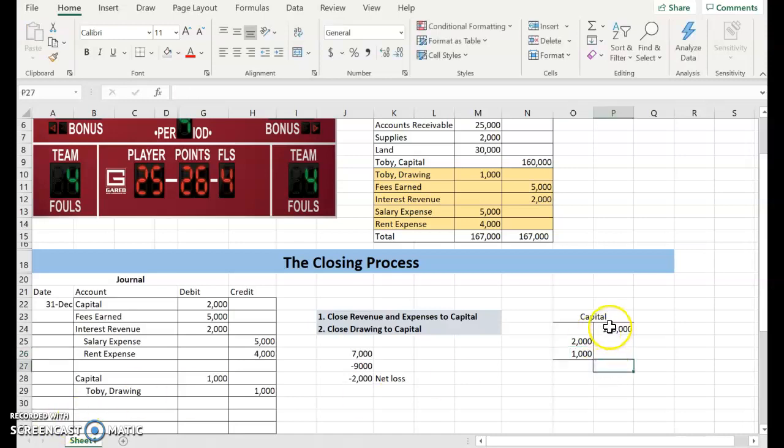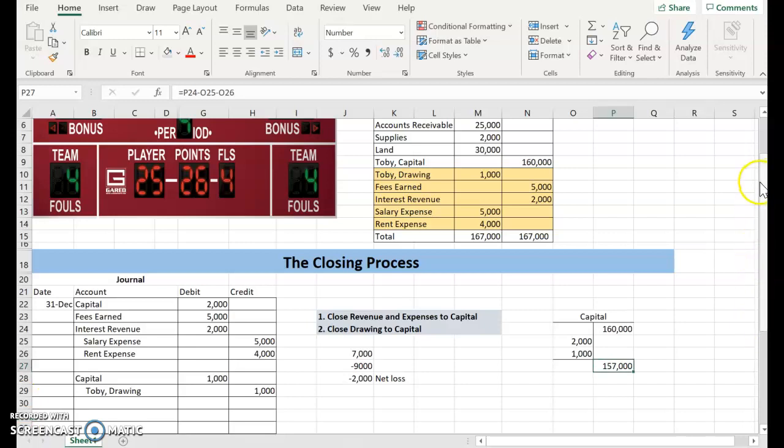So my new balance is going to be the $160,000 I started with. And then it's just going to be subtracting out the net loss and the drawing. So my ending balance is $157,000.